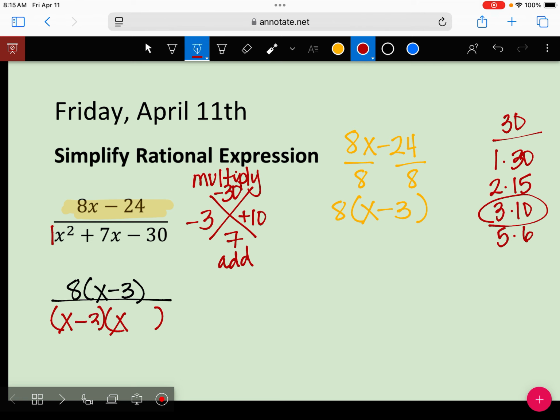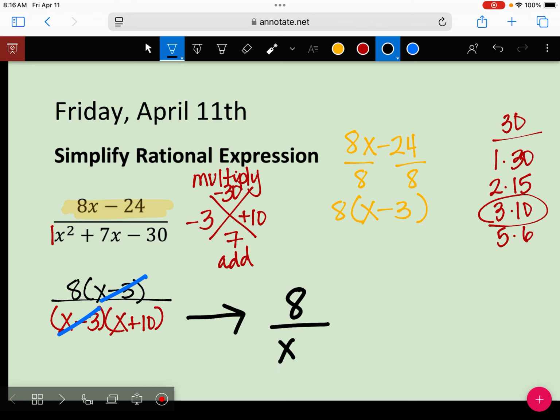So let's put a minus 3 and a plus 10. Now everything is fully factored. We can cancel out a common factor. And what do they both have after we factored it out? Notice they both have x minus 3, so that can go away, leaving me with a final answer of 8 over x plus 10.